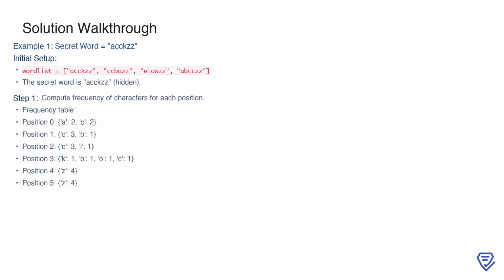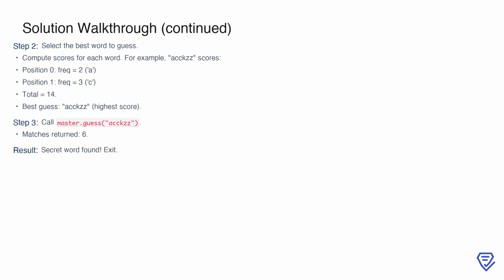Now, with the frequency table complete, we can move on to using this information strategically to narrow down our guesses. Using the frequency table, we can now compute a score for each word in the word list. The score of a word is calculated by summing up the frequency values of its characters based on their positions. For instance, the word axe scores 2 for the character A at position 0, 3 for C at position 1, and so on, resulting in a total score of 14. The word with the highest score is selected as the best guess, which in this case is axe.